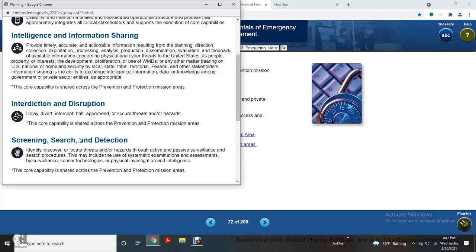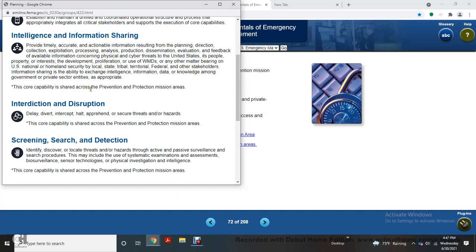This includes threats to people, property, and injury, the development and proliferation of weapons of mass destruction, or any other matter bearing on U.S. national homeland security. It also covers information sharing among local, state, tribal, territorial, federal, and other stakeholders, with the exchange of intelligence, information, data, and knowledge with government and the private sector as appropriate.